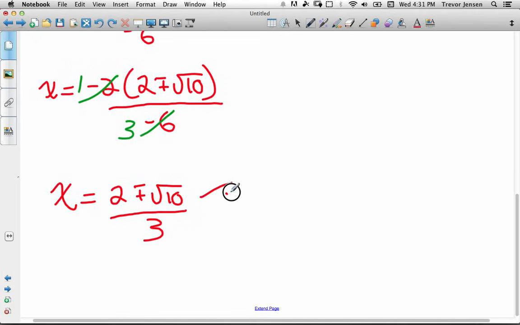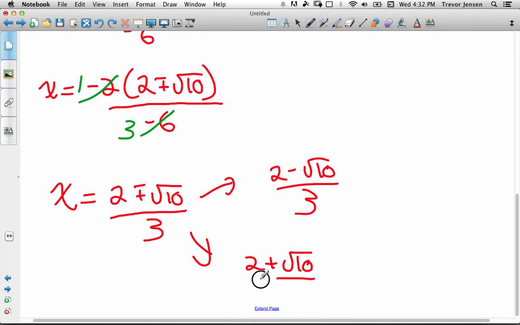And then if you want, you can break it up into your two possible answers. It could be 2 minus root 10 over 3, or it could be 2 plus root 10 over 3. And those are our two possible answers for this quadratic here.